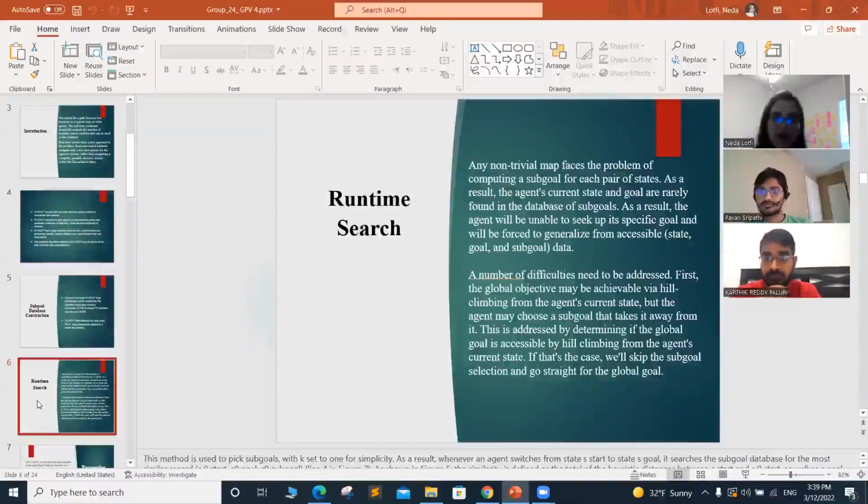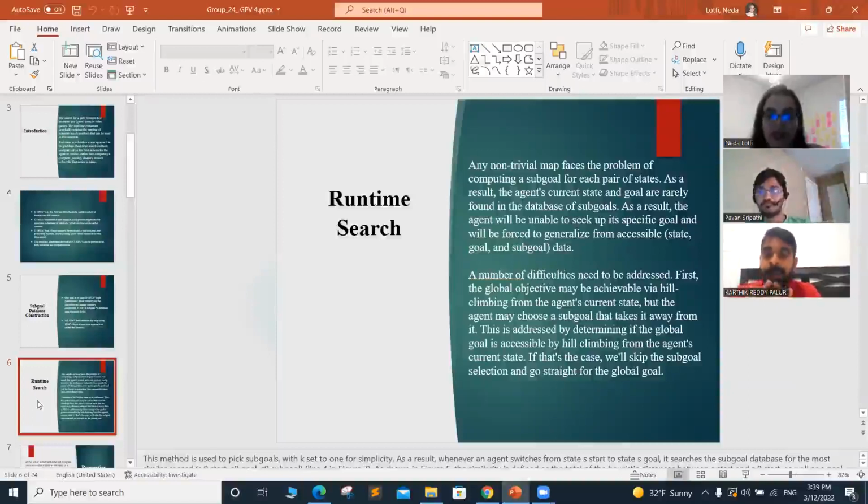Our runtime search, I would say: any non-trivial map faces the problem of computing a subgoal for each cell space. As a result, the agent's current state and goals are rarely found in the database of subgoals. The agent will be unable to pick up its specific goal and will be forced to generalize from accessible data. A number of difficulties need to be addressed.